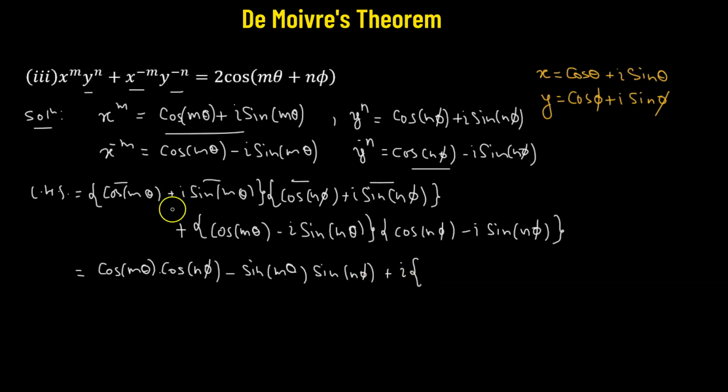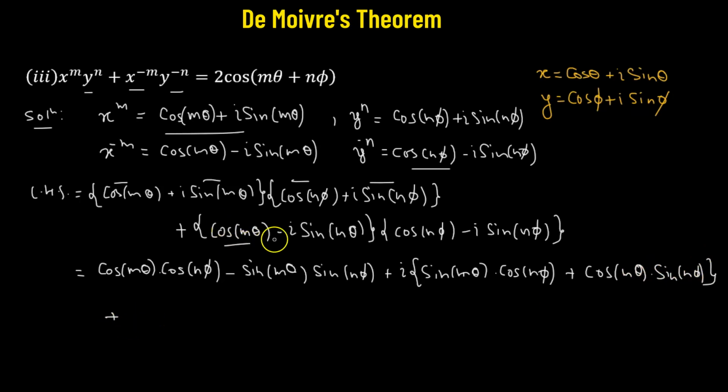So this will get multiplied, so we have sine m theta multiplied to cosine n phi. This will be added to cosine m theta multiplied to sine of n phi. Next, we have the cosine of m theta multiplied to cosine of n phi. Then we have negative iota and negative iota, which makes it positive iota squared, but we have negative 1 multiplied to sine m theta times sine n phi.